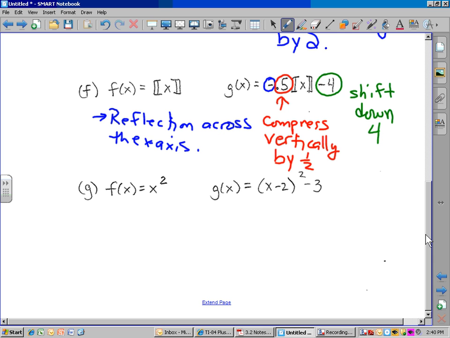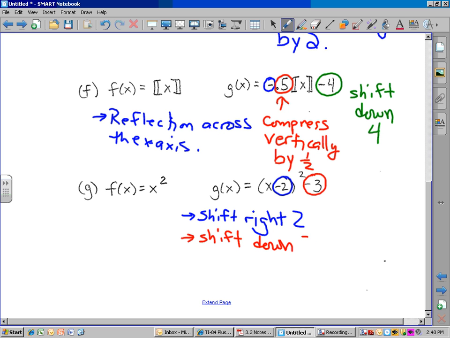Now in this last case, we only have additions and subtractions. We have a -2 and we have a -3. The -2 is on the inside, so it's going to do exactly the opposite of what we think. We think it's going to go left 2. It's actually going to shift right 2. Now the -3 is on the outside, so that is going to affect the vertical. That's going to shift down 3.